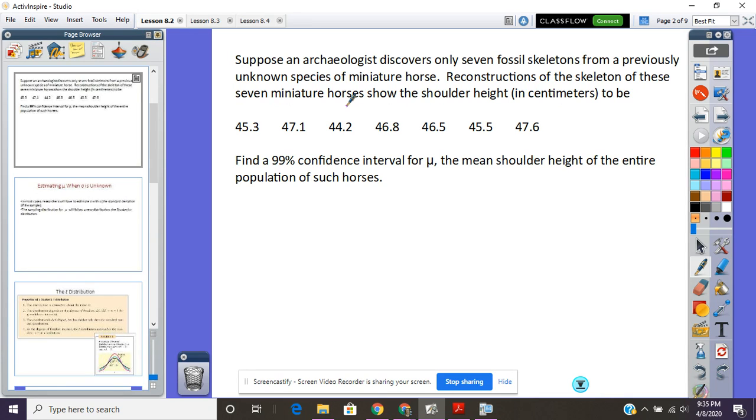All right, so here's the issue that we have with this. We don't know anything about the entire population. We've just discovered these fossils. We've only got 7 of them. We can find the mean of these 7 heights, as well as the standard deviation of these 7 heights, but there's no way to know anything about the population. But we can estimate what we don't know about the population, and that's where the confidence interval comes in. So we can say with 99% certainty that the population mean would fall within this range. We'll come back to this problem to actually solve it.